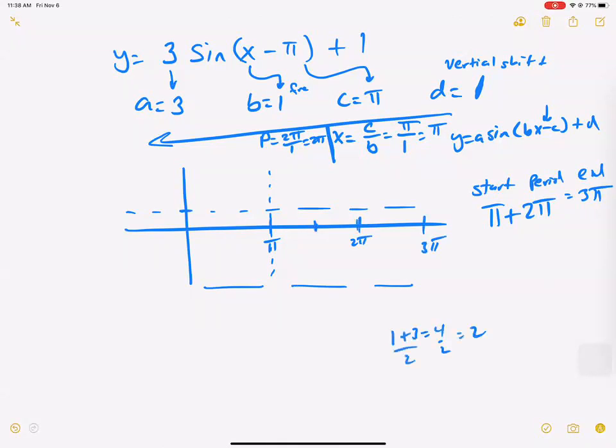Half, half, and half, you can draw the tick marks first. And if you want to work on the label, 1 plus 2 is 3. Half of that is 1.5, or 3 over 2 pi. What's halfway between 2 and 3? 2 plus 3 is 5. Divided by 2, 5 over 2. 5 pi over 2. Just label it.